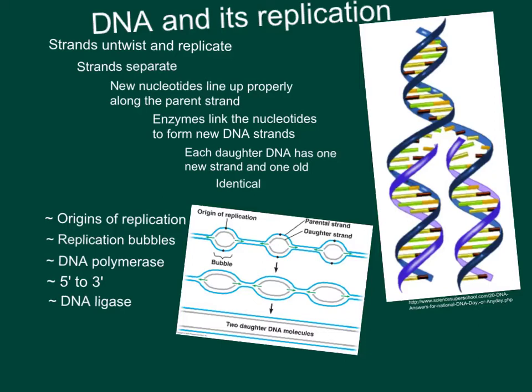The origins of replication are specific sites of DNA where proteins attach themselves to separate the strands at the beginning of the process. Replication bubbles form at the origins of replication as the parental DNA separates and the daughter strands lengthen. Eventually, all of the bubbles merge, and there are 2 completed daughter strands. DNA polymerase is the enzyme that links the nucleotides of DNA to the daughter strands as it is made.